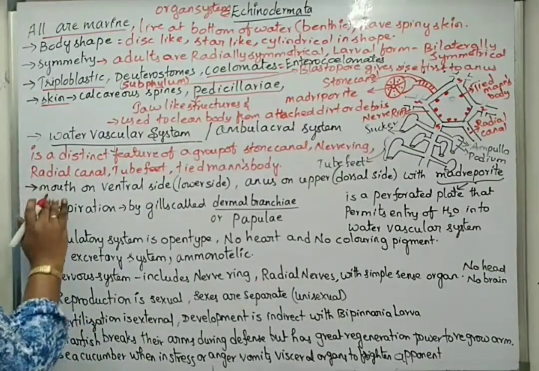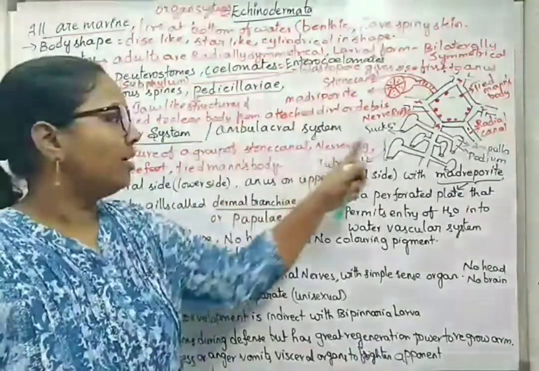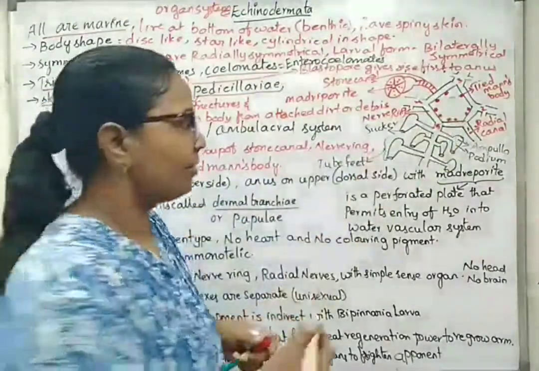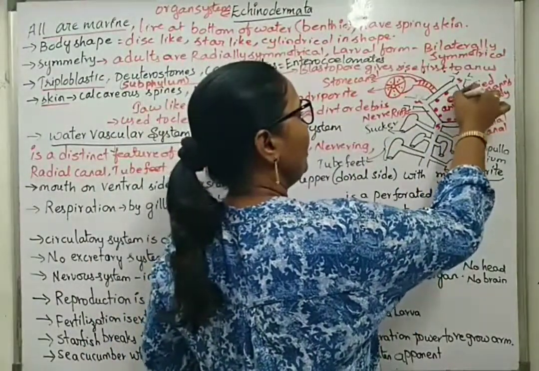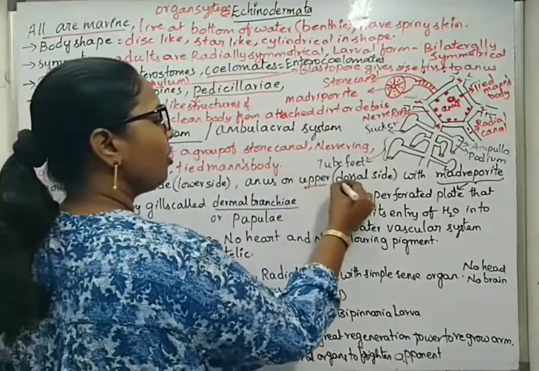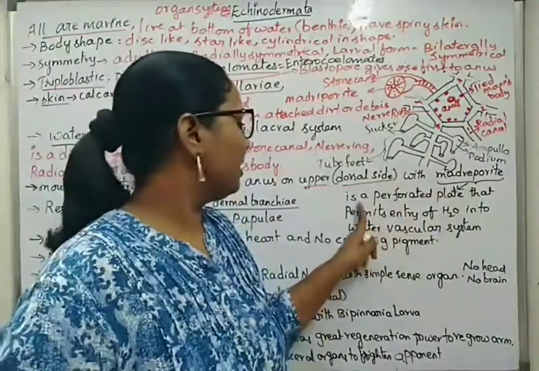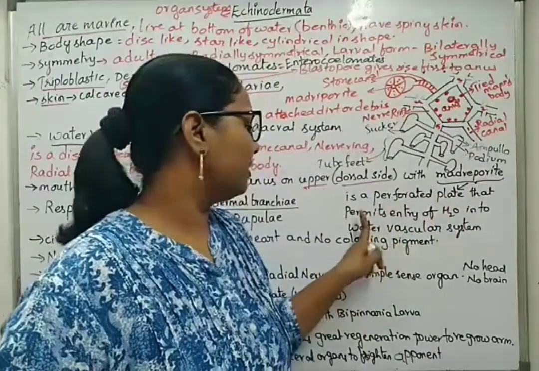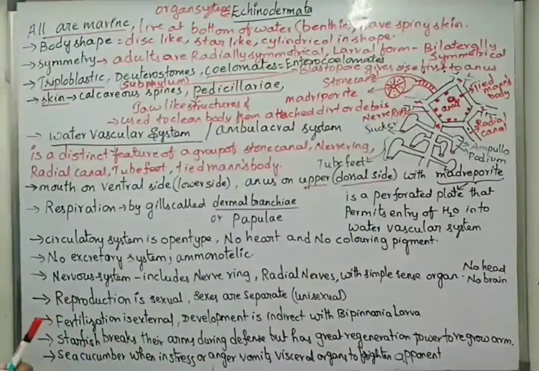So next, the mouth is present on the ventral side or lower side. The anus is present near the madreporite. So this will be the anus. The anus is on the upper side or dorsal side with the madreporite. This madreporite is a perforated plate that permits entry of water into the water vascular system.